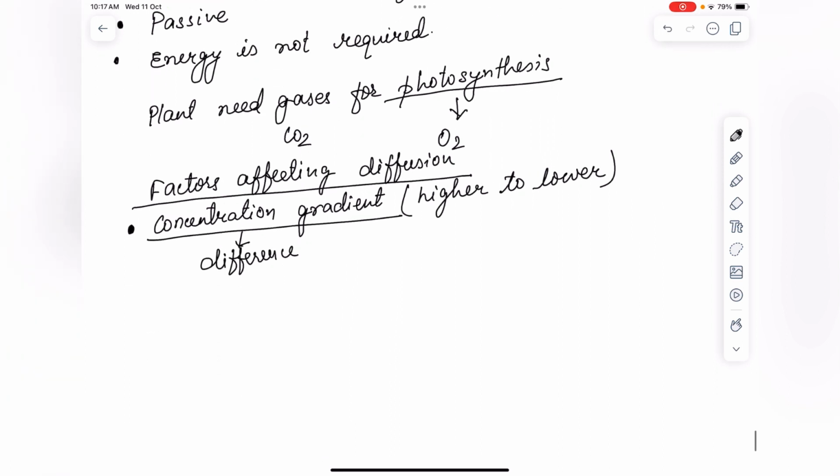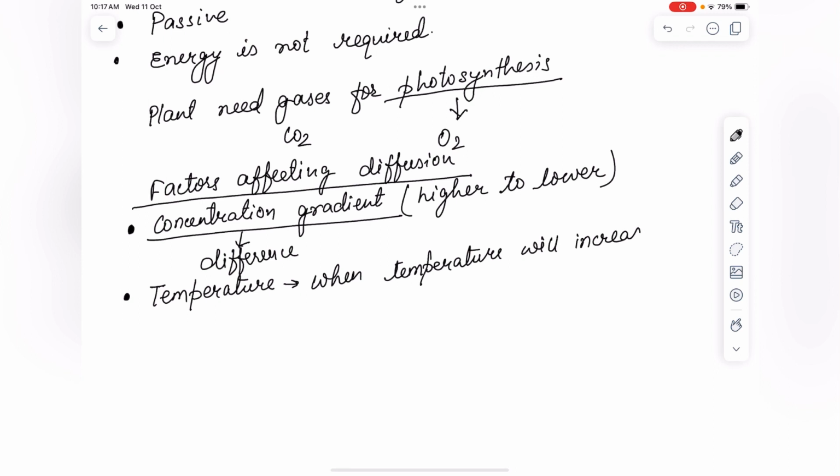Second thing is it will depend on temperature. How will it depend on temperature? When we are heating, the rate of diffusion will increase. When the temperature increases, the rate of diffusion will be increased.